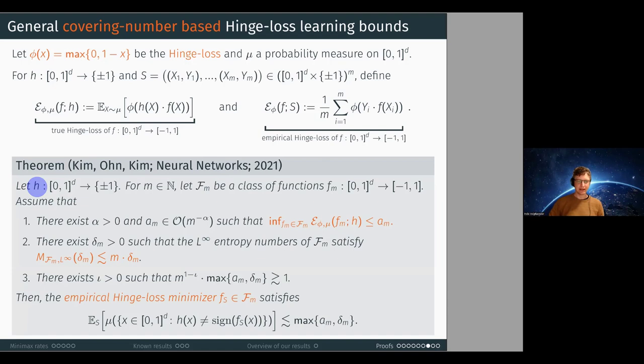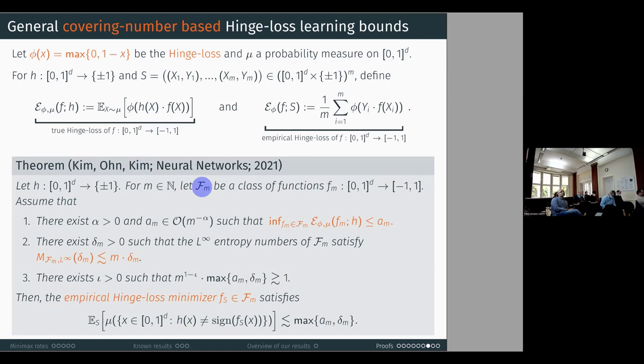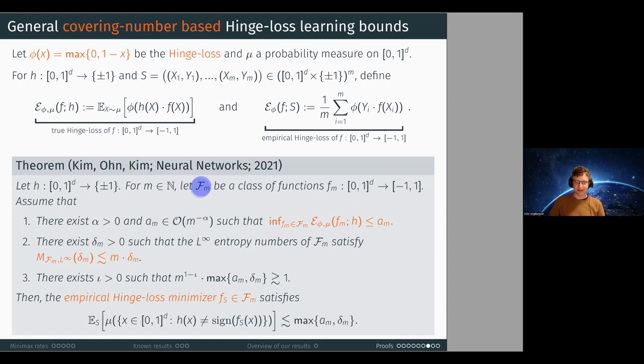So what we are going to do is empirical risk minimization over a class fm, which is the class that we will use for m training samples, basically. And you need to know two things, and some other technical stuff. The first thing is that this class fm is so rich that you can actually choose a function little fm from this class which gives you small true hinge loss. So this is an approximation result that you need to have. And the second thing you need is control over the L infinity entropy numbers of this class fm over which you will do empirical risk minimization.